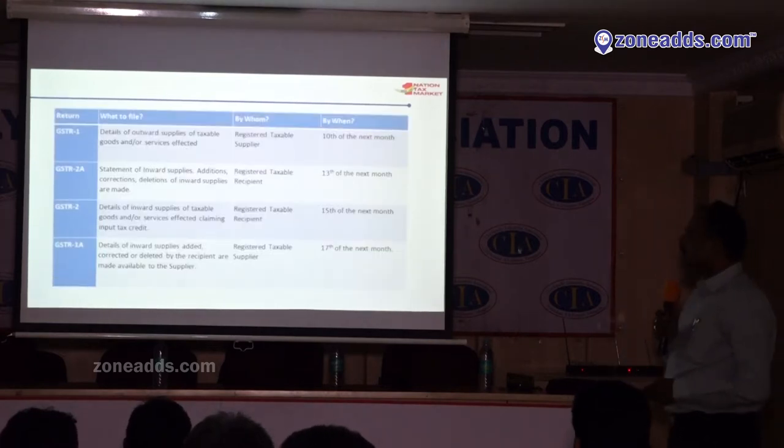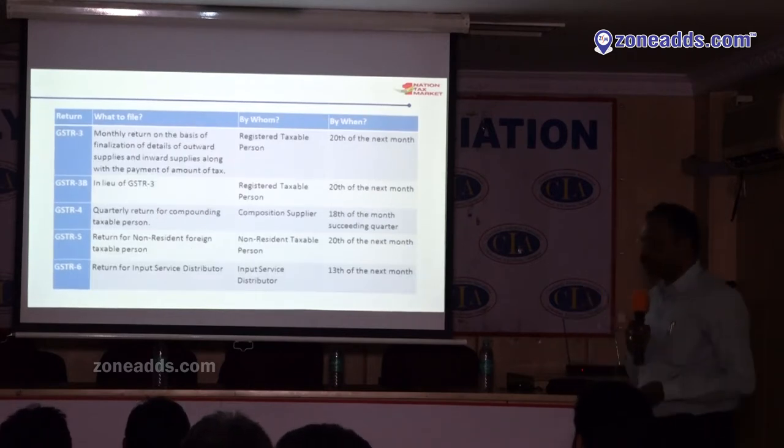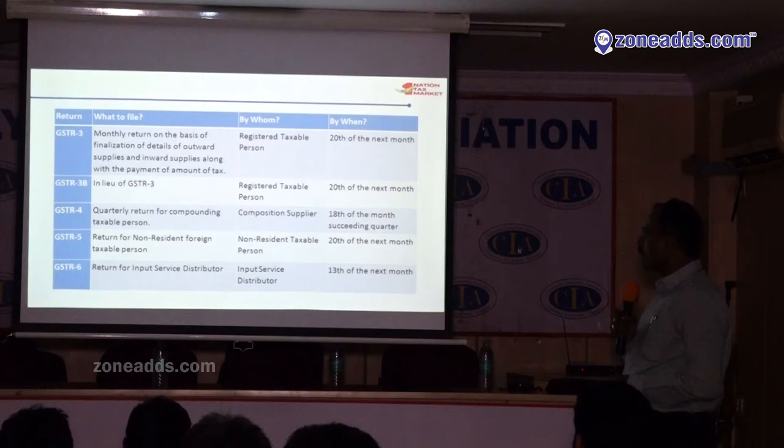So these are all various returns, GSTR 1, 2A2, of course. There are no 2A2 now. Let us not discuss that. That will cause more confusion. If they implement it, then we'll go to that.